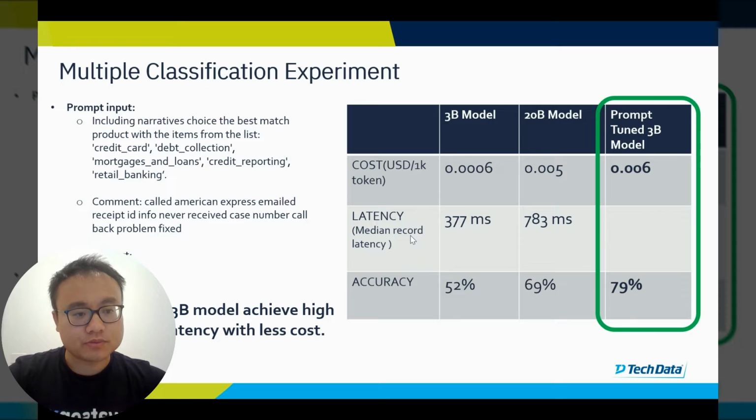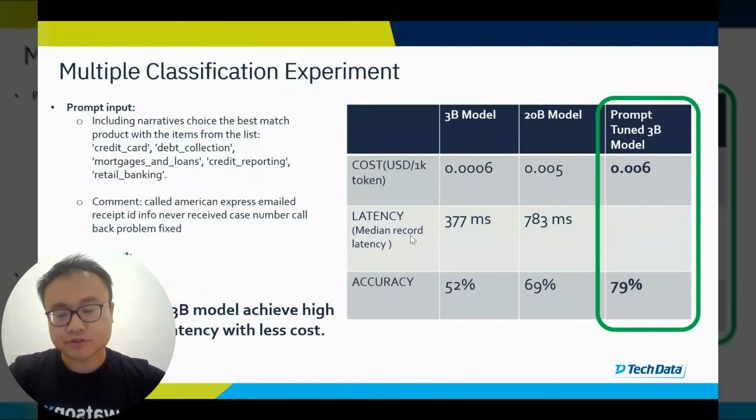Then I did the prompt tuning on the same 3 billion parameter model. Then we can see a significant improvement in accuracy. We have 79%. Now you can see how powerfully prompt tuning can optimize a small model to achieve better performance than the large model, and at the same time, you still have low cost and low latency.